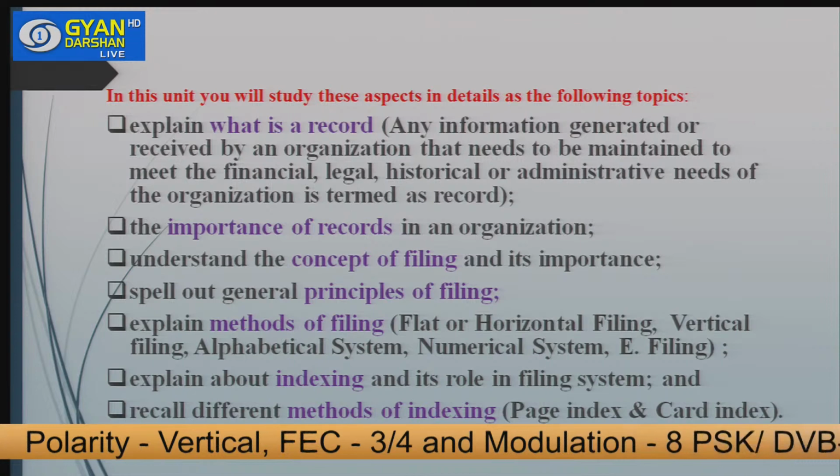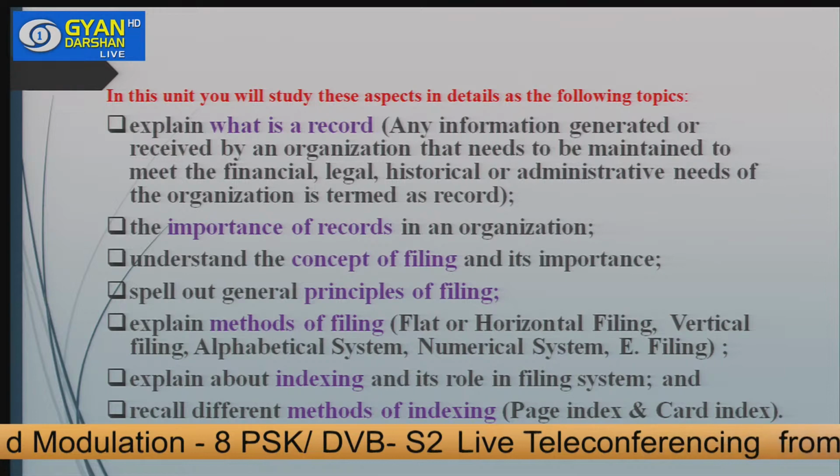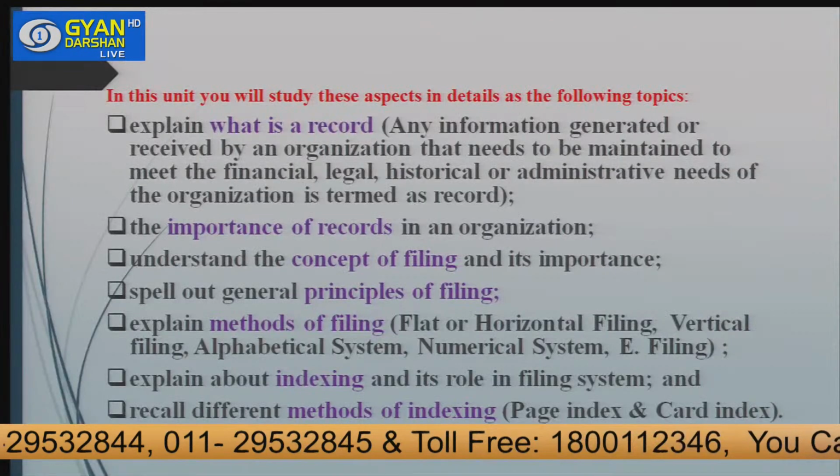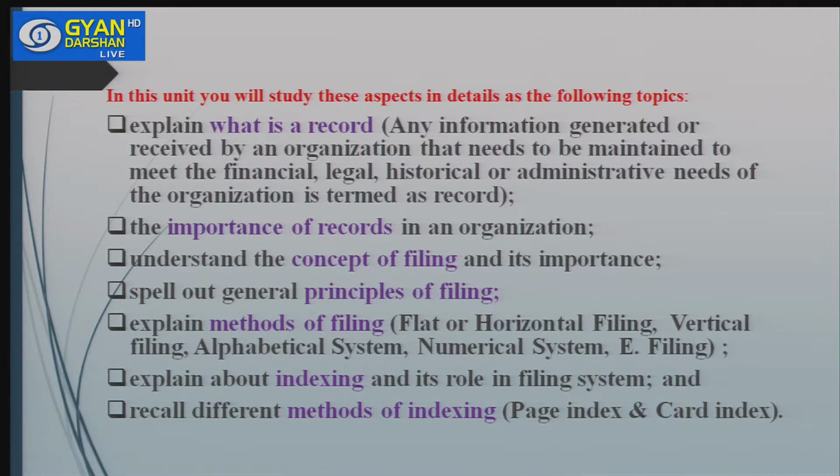Then you also need to understand the concept of filing. Now, when we're talking about record, we need to understand the concept of filing, because if you're maintaining the records, then filing of the records also has to take place. So how this filing has to be done has also been discussed in this particular unit. When we talk about filing, you need to know what are the different kinds of filing methods which you can adopt, whether it is your flat or horizontal filing, vertical filing, the alphabetical system of filing, the numerical system of filing, or e-filing. So there are different methods of filing which can be adopted by the organization as per their requirement.